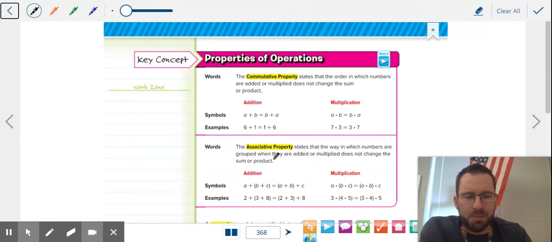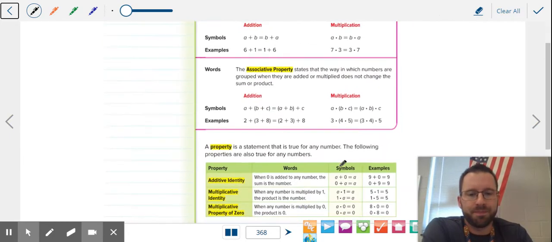The next most common property is the associative property. Who do you associate with? Who do you group with? It doesn't matter whether you group the 3 and the 8 first or the 2 and the 3 first. In the end, 11 plus 2 is 13. 5 plus 8 is 13. It's the same result. Same thing over here with multiplication. 4 times 5 is 20, times 3 is 60. 3 times 4 is 12, times 5 is 60. So whether or not you are multiplying different groups first, as long as it's all multiplication, the grouping doesn't matter. As long as it's all addition, the grouping does not matter.